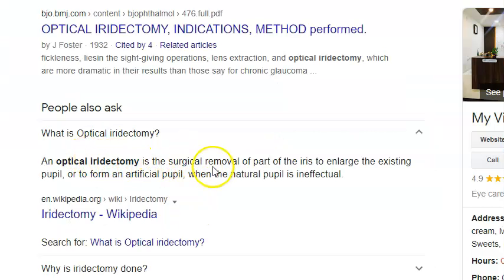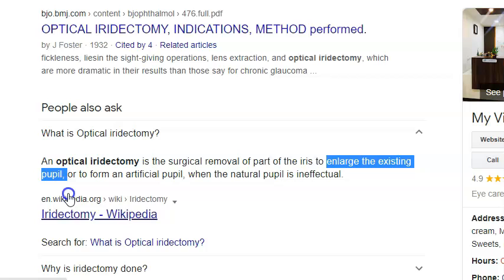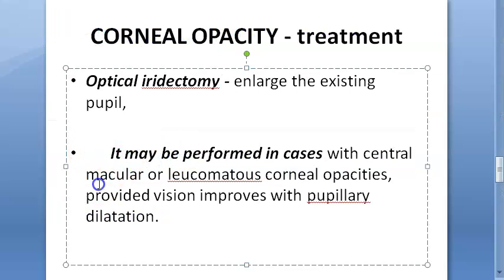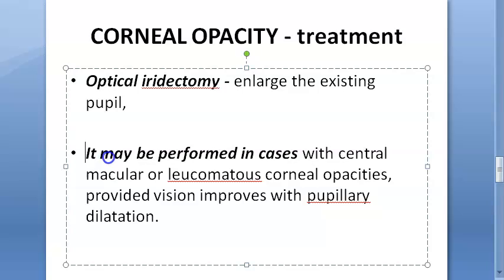Optical iridectomy is a surgical removal of part of the iris to enlarge the existing pupil. So they are planning to enlarge the existing pupil. That's what is key here. They are forming an artificial pupil when the natural pupil is ineffective. So you got what optical iridectomy is, right? This they will ask in the exam, specifically what optical iridectomy is.